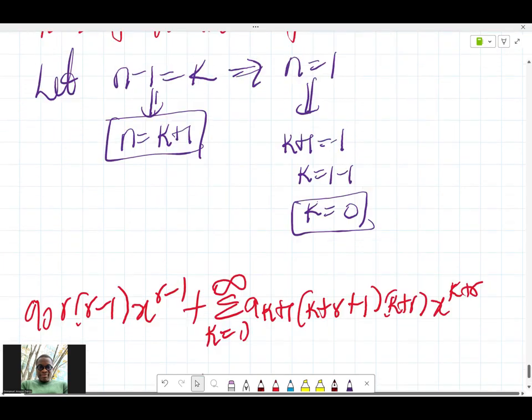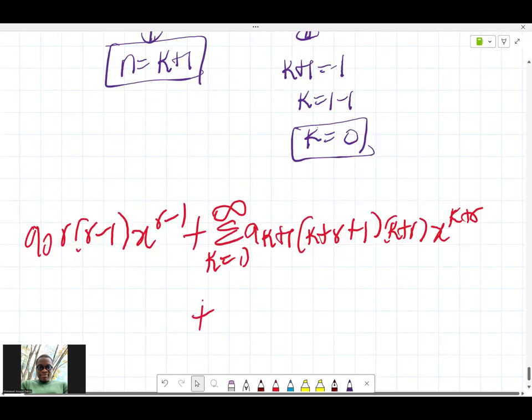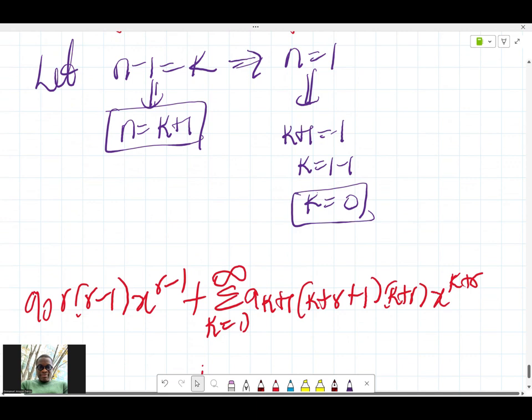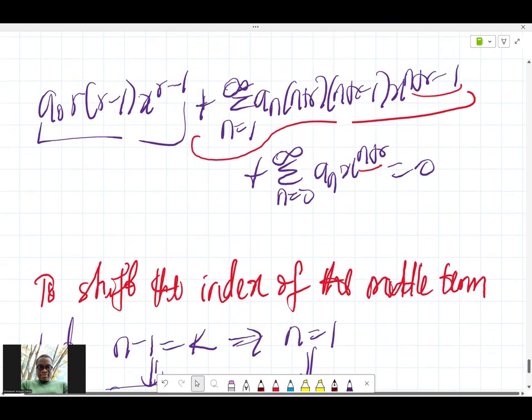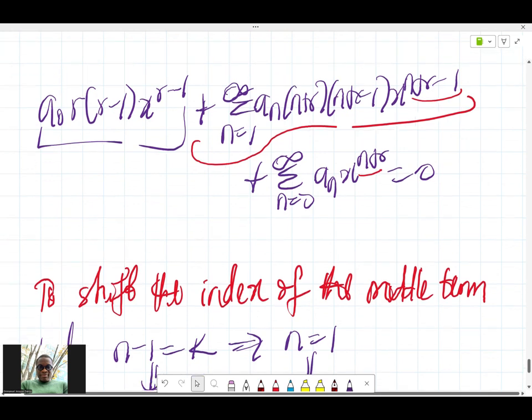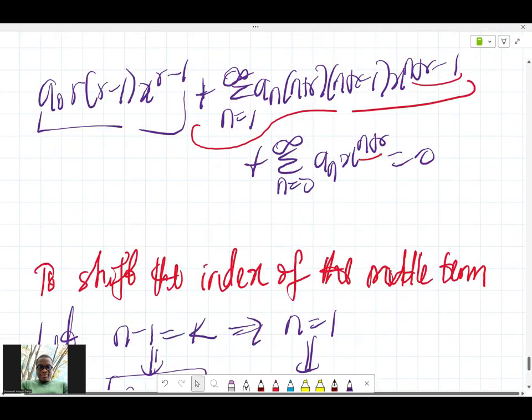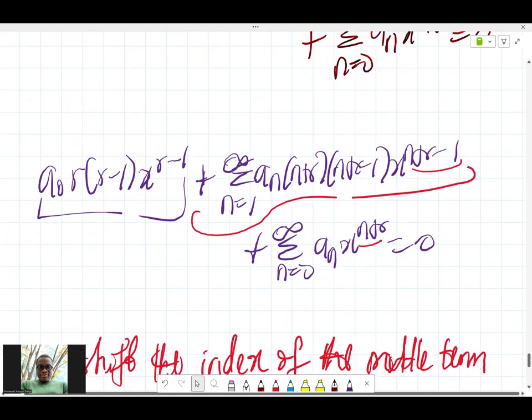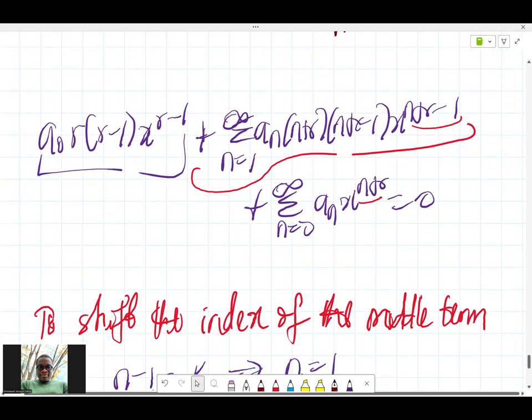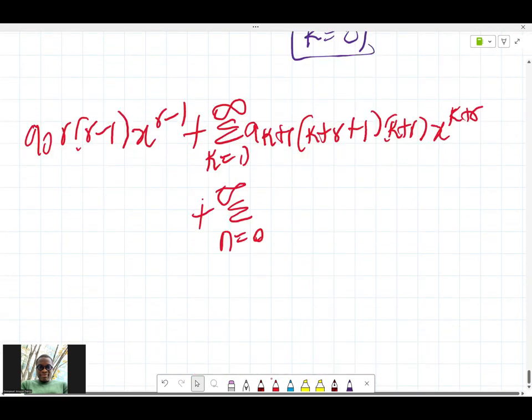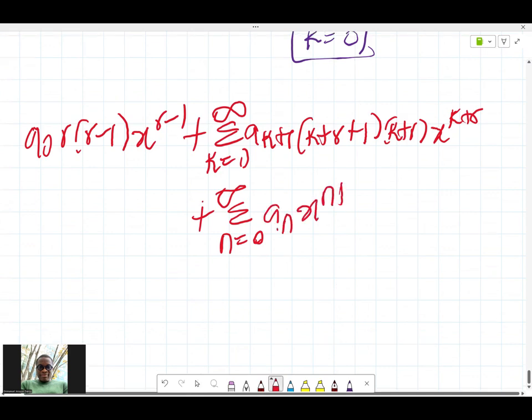And then when we come down here, since the power will now be the same for any particular k we have, then we are good to go. So this will now be summation from n equals 0 to infinity of an x raised to power n plus r, and all of this is equal to 0.